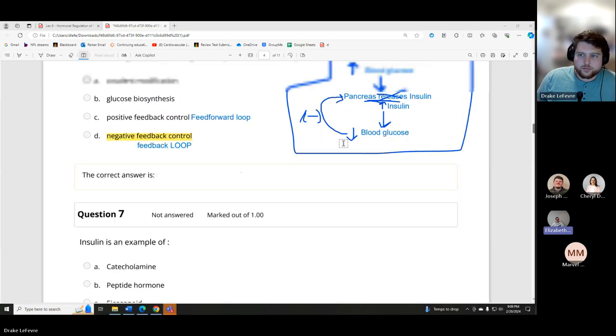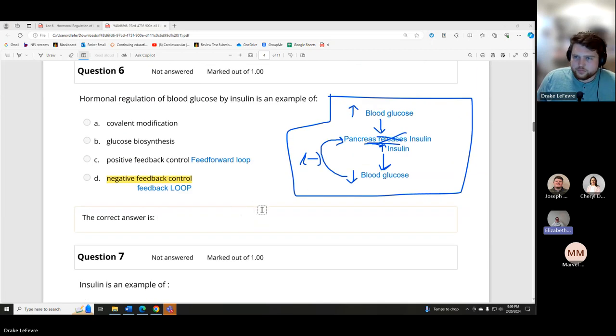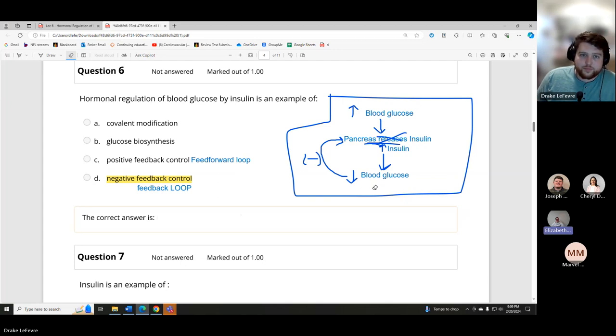Okay, so I'm just going to clarify. The negative feedback loop, the simplest way I can describe it to myself, is we need this to stop, so we're going to send whatever in to stop it. And positive is like, I need this to happen, so I'm going to send in oxytocin or whatever to make it happen. I'm going to change it just a little bit.